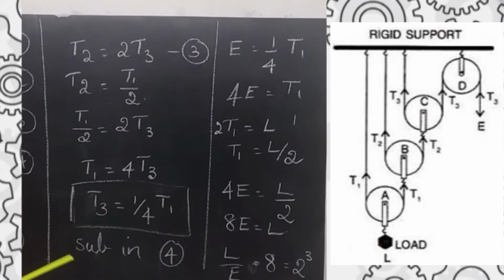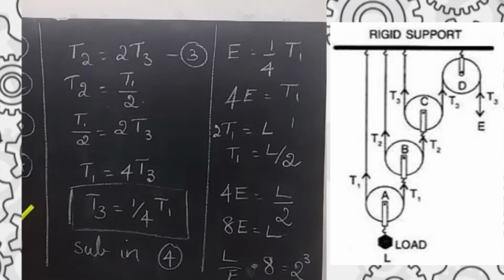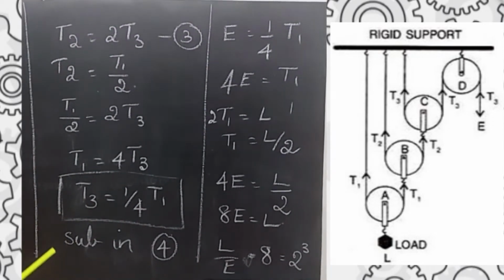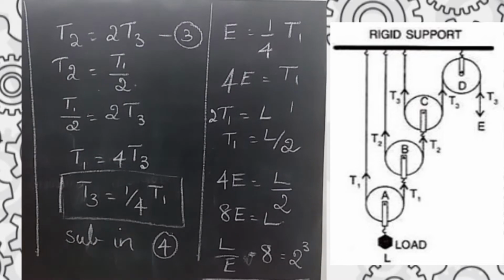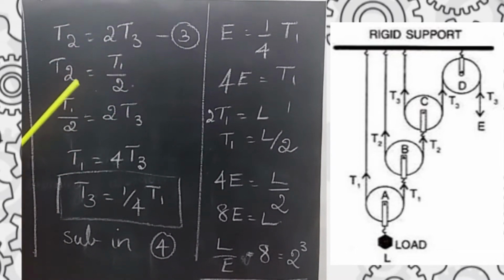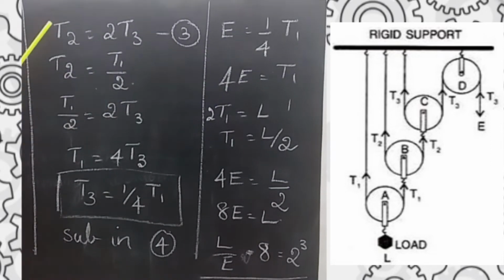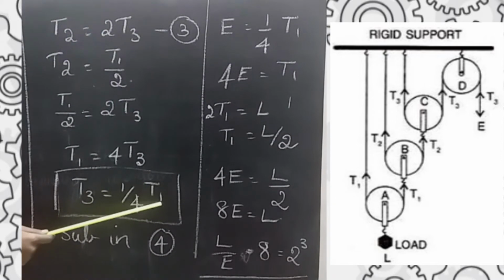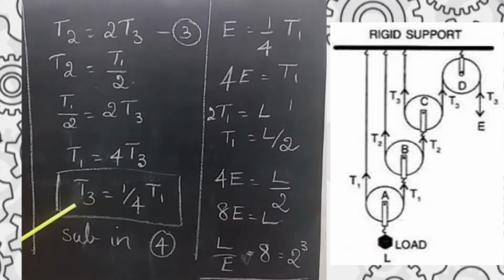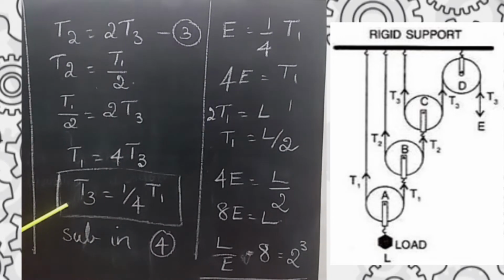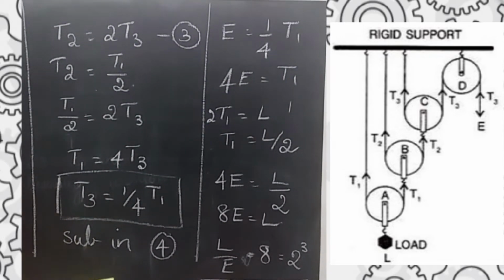4 T1. Are you clear with this? If you have any doubt, you just replay it and you will be able to understand. It's very simple. We took equation 2 and found the relation between T2 and T1, and we substituted this in the third equation to find the relation between T3 and T1, and we found that T3 is equal to 1 by 4 T1. So what are we going to do? We are going to substitute in the fourth equation.